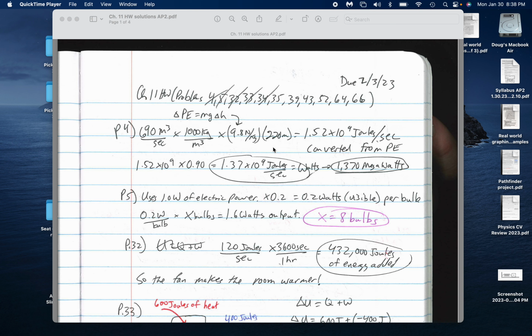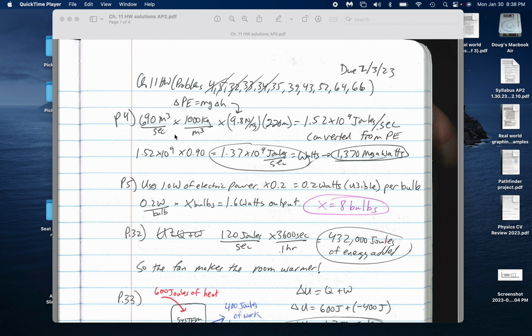Problems are my solutions to them that go along with the first and second laws of thermodynamics, I guess the zeroth law also. So I want to go through some of these things. Basically, problem 4 was looking at converting potential energy into a power plant.